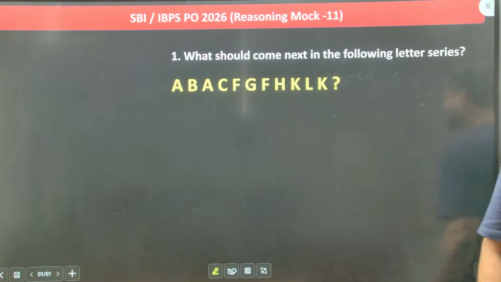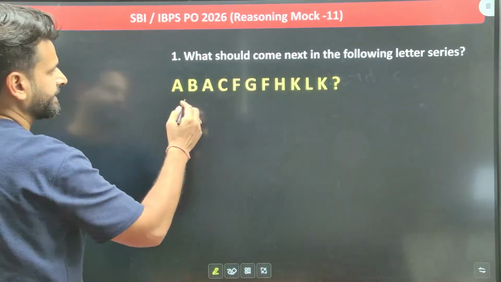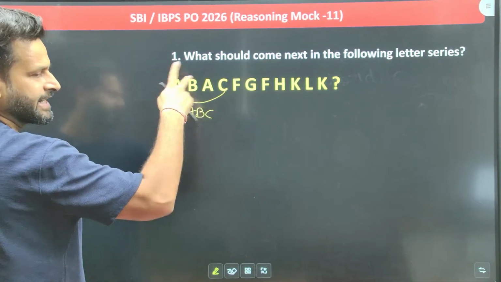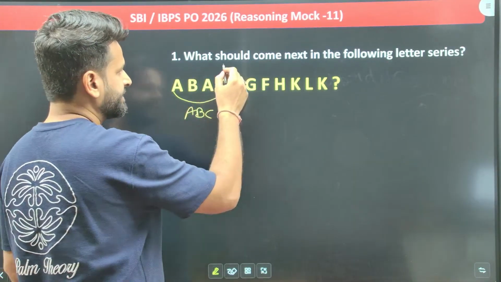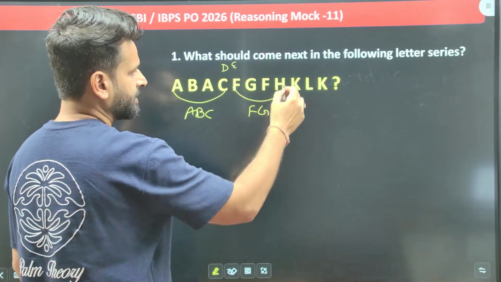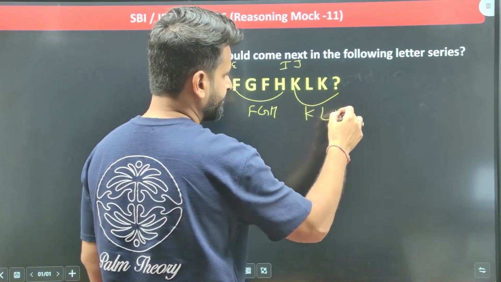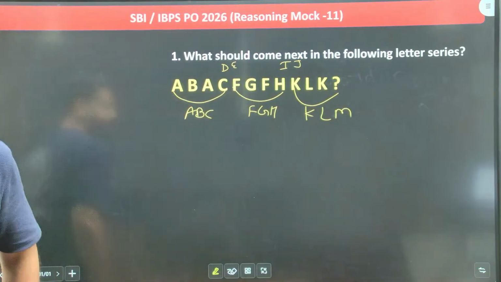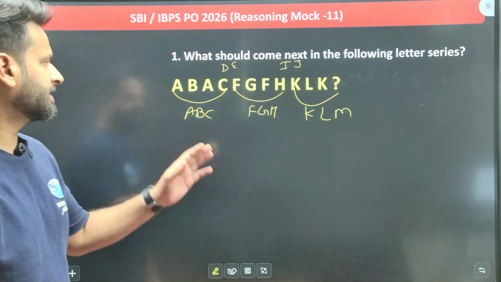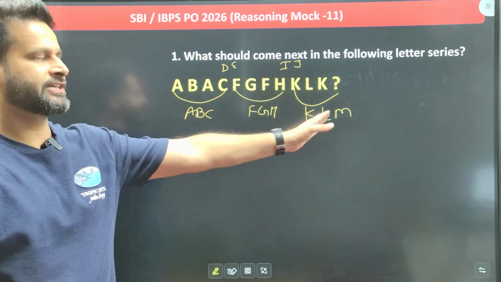Let us see what pattern they are framing. Initially you will see three alphabets, ABC, written in some way. Then D and E are missing. Then F, G, H. Then I and J are missing. Then K, L, M. So first let us see the arrangement or packet of letters that are being written. Those are ABC, then D and E are missing, F, G, H, then I, J missing, then K, L, M, right?